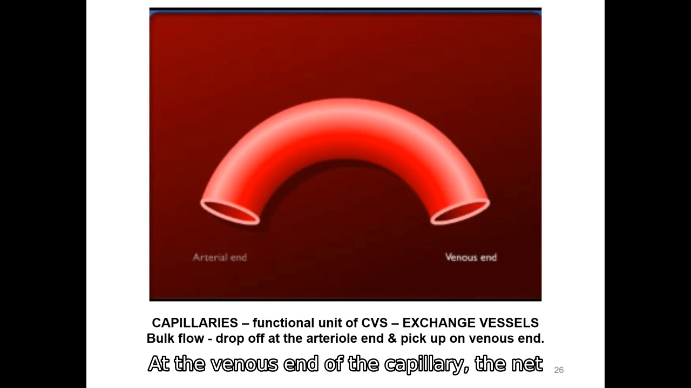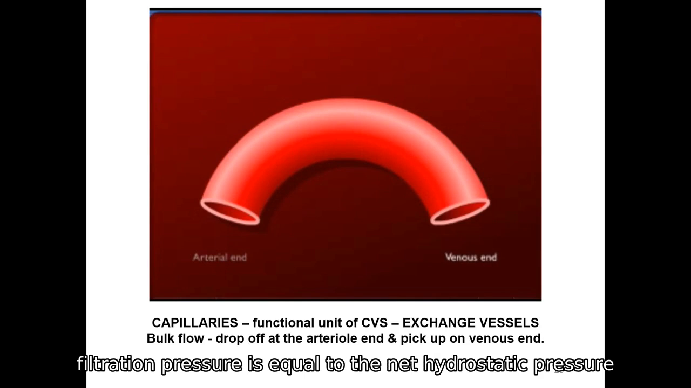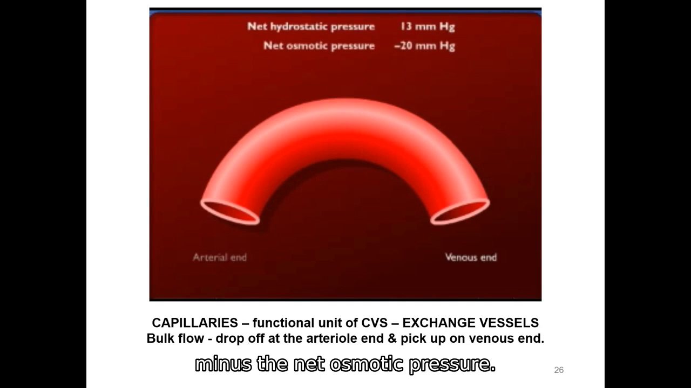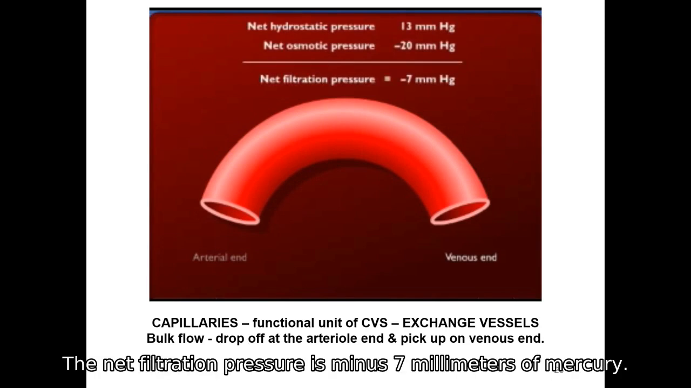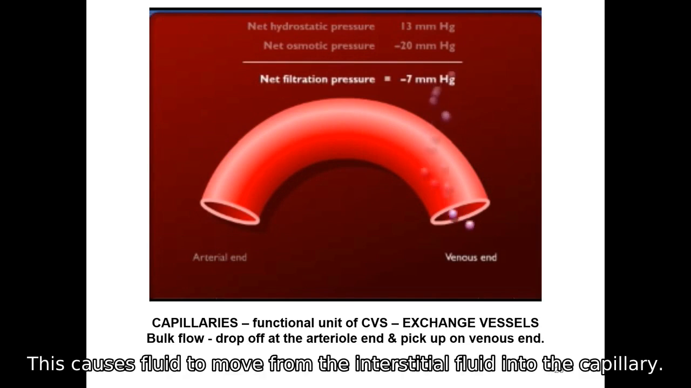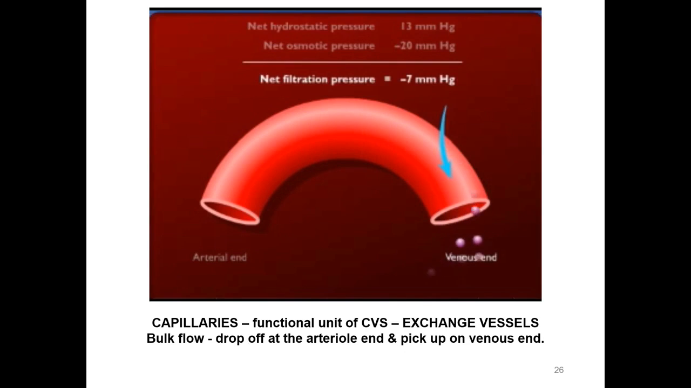At the venous end of the capillary, the net filtration pressure is equal to the net hydrostatic pressure minus the net osmotic pressure. The net filtration pressure is minus 7 millimeters of mercury. This causes fluid to move from the interstitial fluid into the capillary.